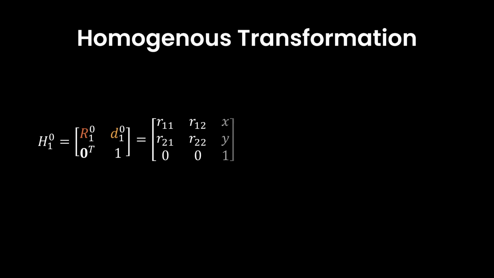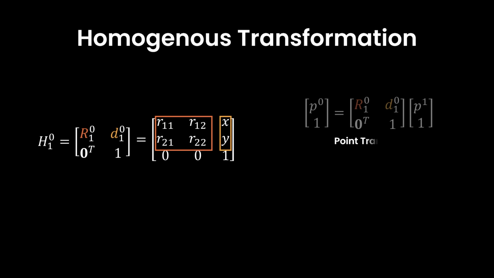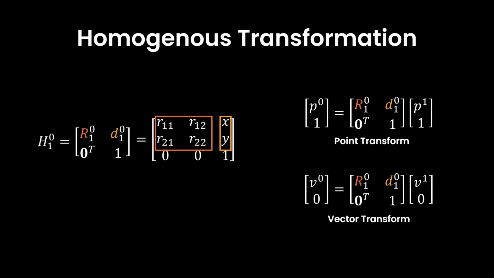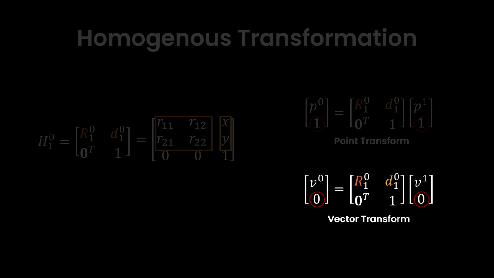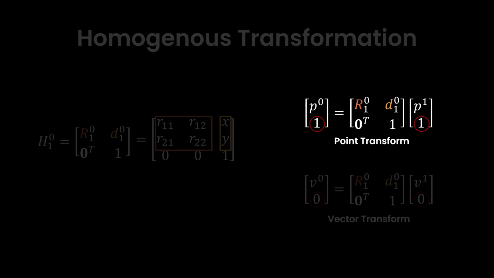When we expand it out for the 2D homogeneous matrix, the first two rows and columns represent the rotation component, and the third column represents the displacement. The homogeneous matrix can be used to transform points and vectors. Notice the difference in the last columns of the points and vectors. Vectors, which represent the difference between points and do not depend on frame location, have a 0 as the last value in the column, and points have a 1 to represent the translation component.